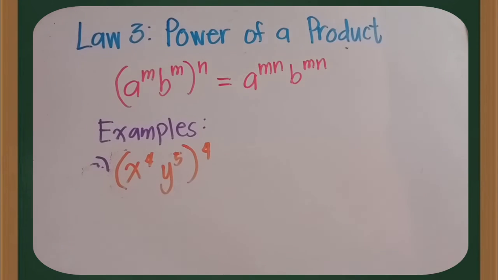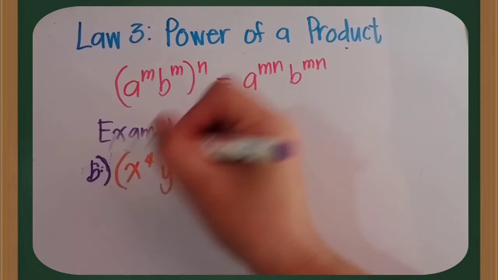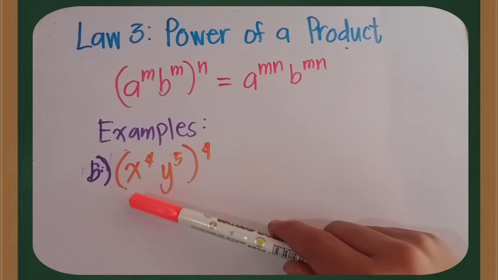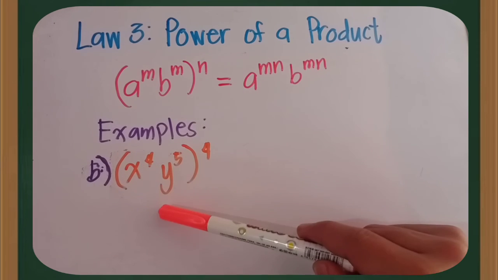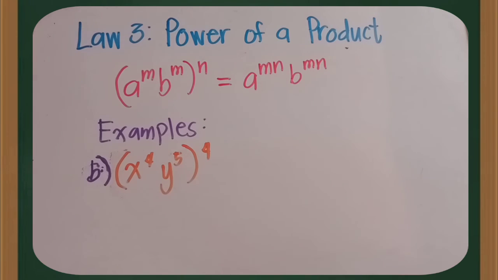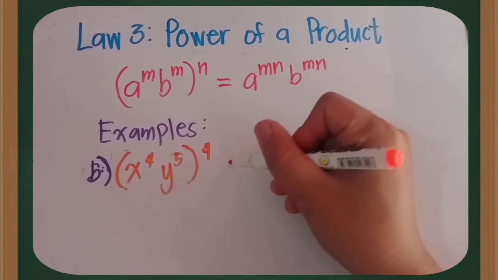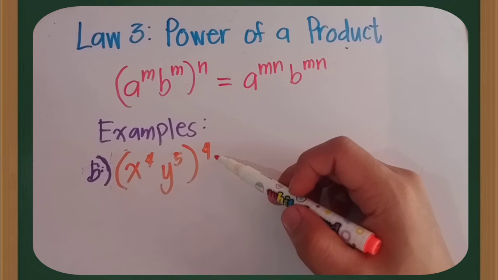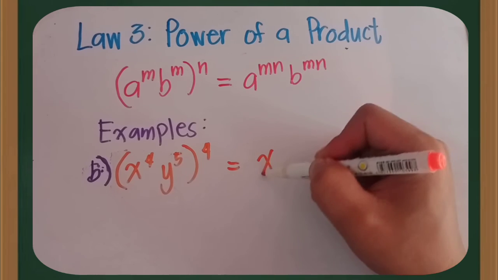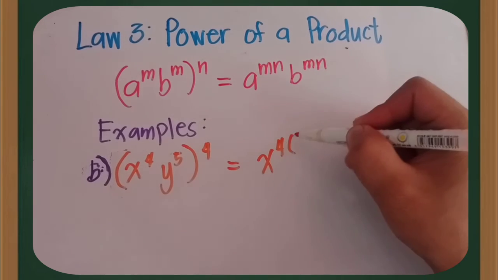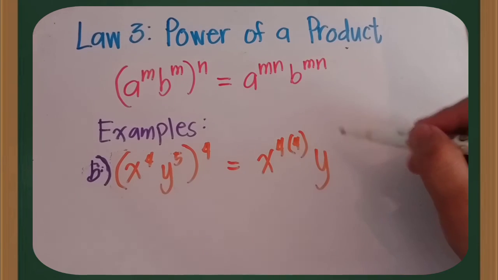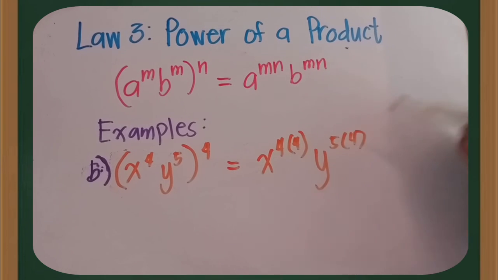Okay, this is the second example. The given is x raised to the power of 4, y raised to the power of 5, raised to the power of 4. Again, what we do is multiply the exponent on the outside by each exponent on the inside. So it becomes x raised to the power of 4 times 4 and y raised to the power of 5 times 4.